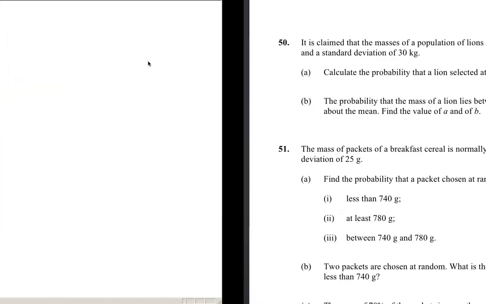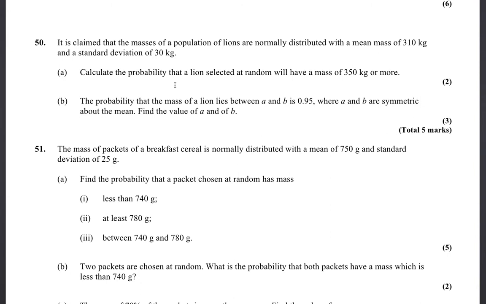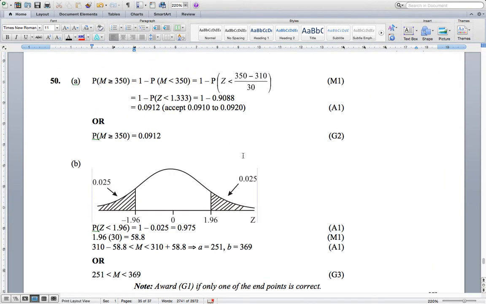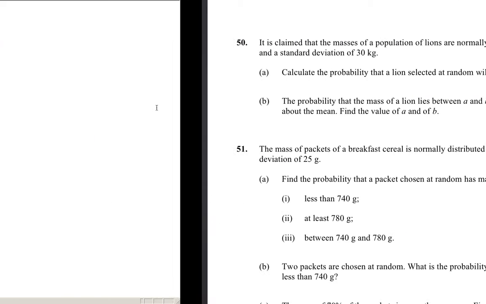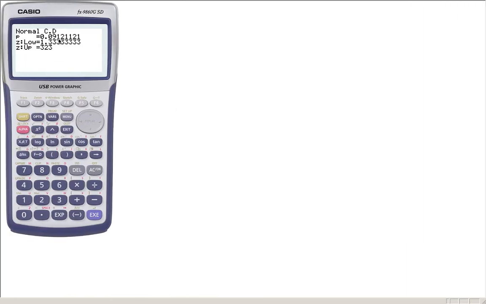So let's check. 0.091. Sorry, just a minute. 0.0912, I'm sorry. So three significant figures, right? So 0.0912, because this 0 doesn't count. It is not a significant figure. Okay. The next part.